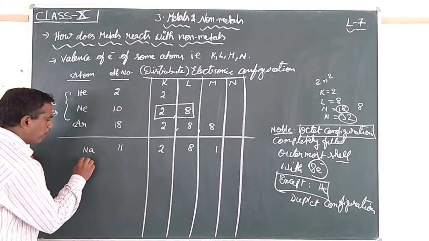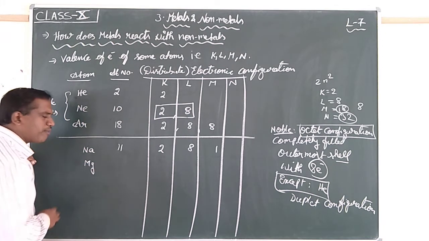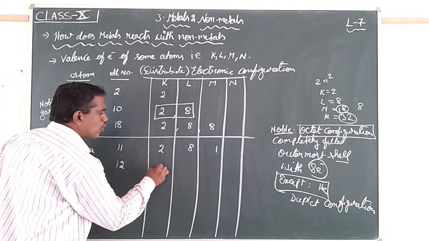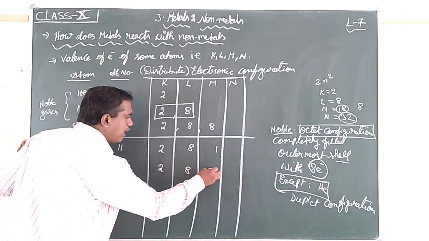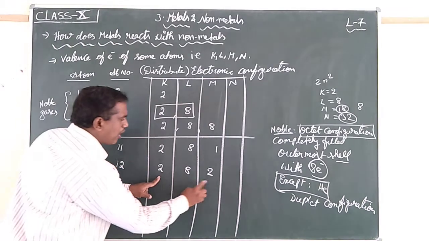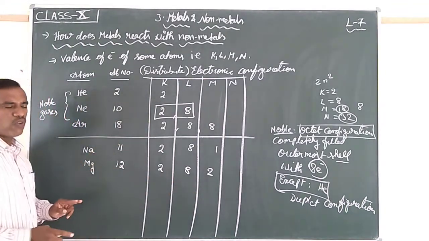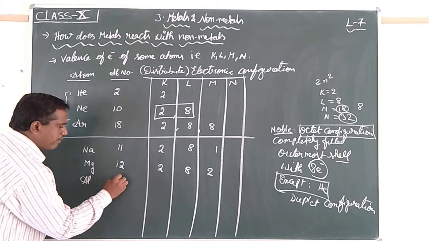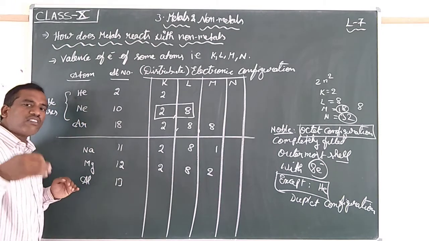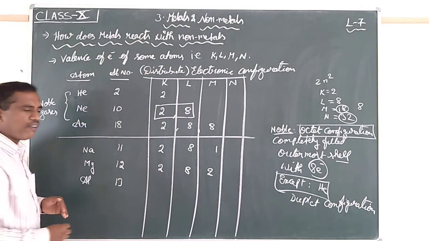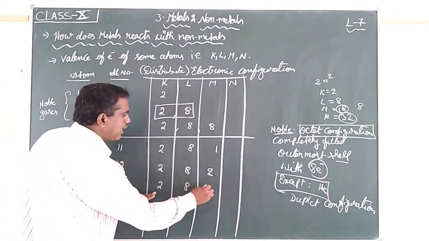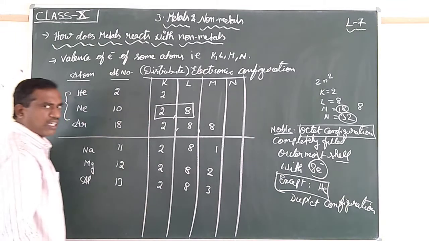I am making one more metal. That is called magnesium. What is the atomic number of magnesium? 12. How do we distribute the electrons? 2, 8, 2. Means when we sum up all these 3, they are equal to the 12. When we take aluminum, atomic number is 13. Means we will have 13 electrons. How do we fill the 13 electrons? 2 in K shell, 8 in L shell, 3 in M shell.